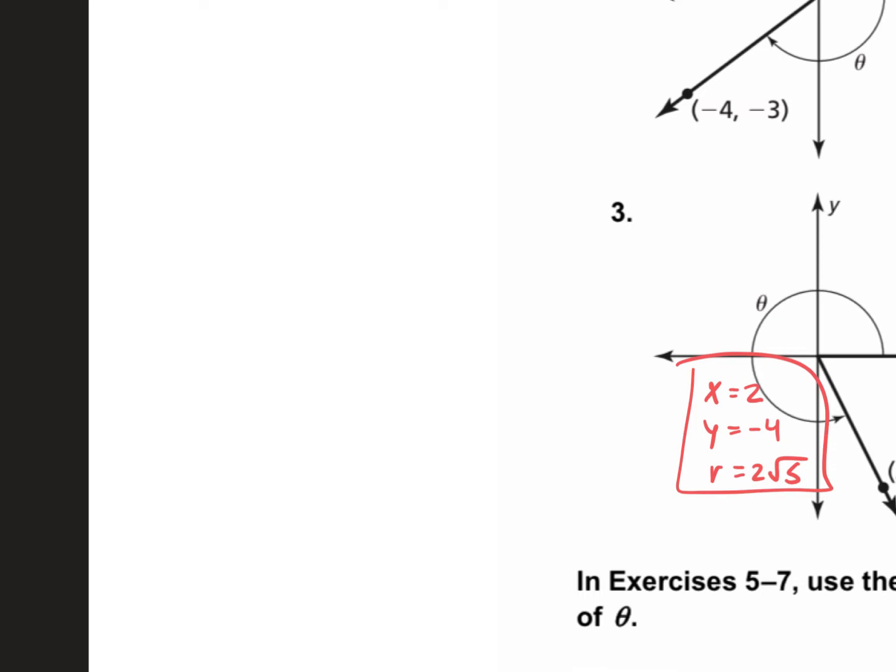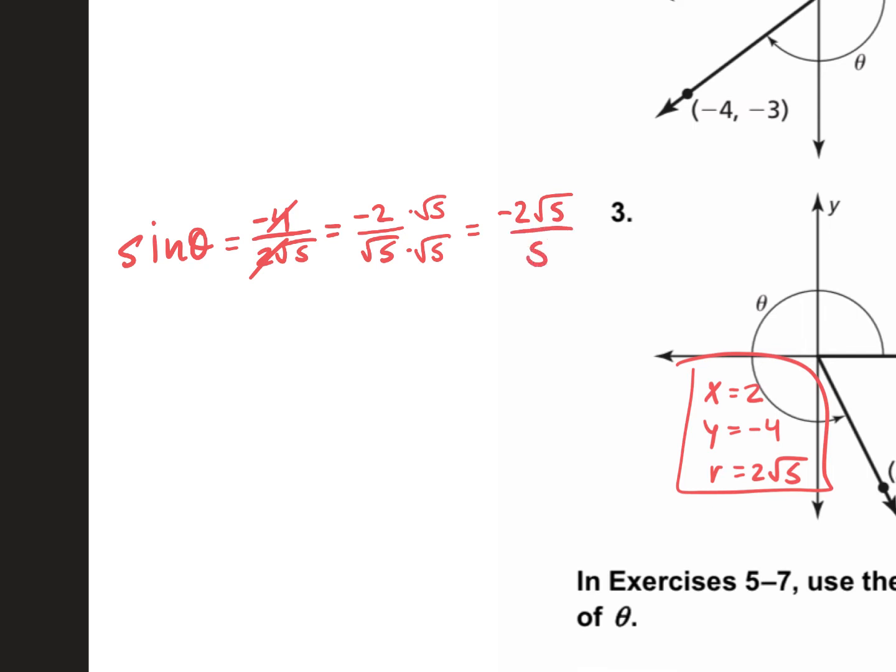So sine is what over what? Alright, so sine of theta is y over r, so we have -4 over 2 square root 5. We can simplify this. We get -2 over square root 5. Can we leave our answer like this? Nope. Gotta multiply top and the bottom by square root 5. Get rid of that radical in our denominator. So we get -2 square root 5 over 5.